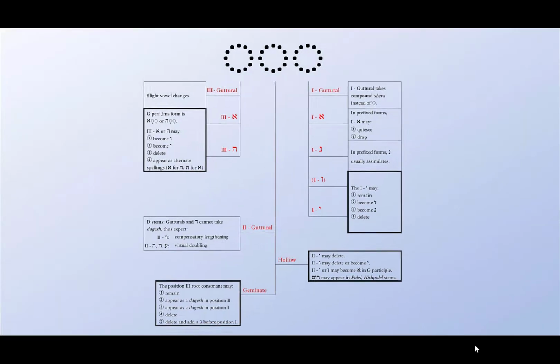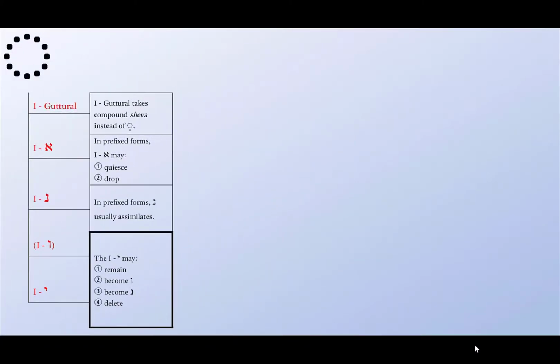Let's start off with the first position. That is to say, the first position has a weak radical. So one guttural. In this case, this is if there's an ayin, a hey, or a chet in the first position, because one aleph is a separate kind of weak verb class. So that one guttural is going to take a compound shavah instead of a vocal shavah.